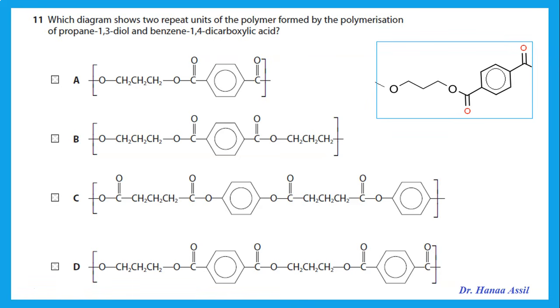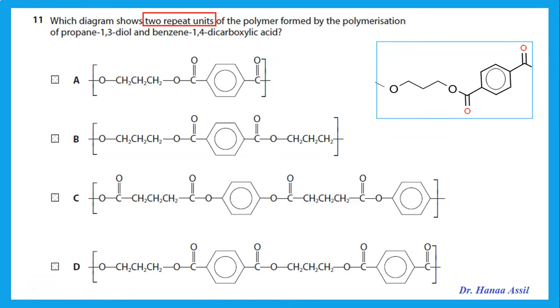Now what is the question asking for? It's asking for 2 repeat units, and that means this part that we have drawn, we need to draw it twice. So which of these shows the 2 repeat units for this polymerization? If you look at D, D is the correct answer. Do we understand that?